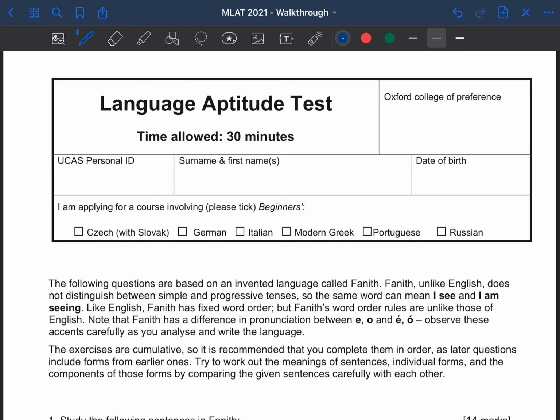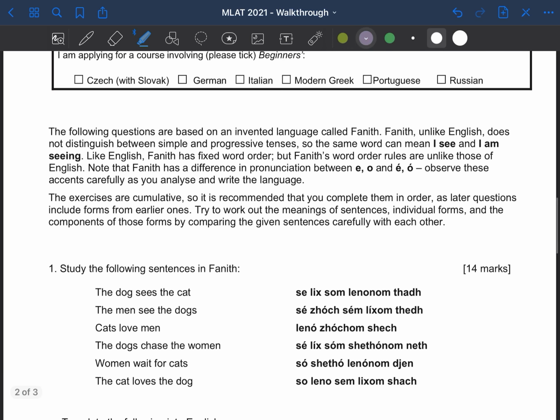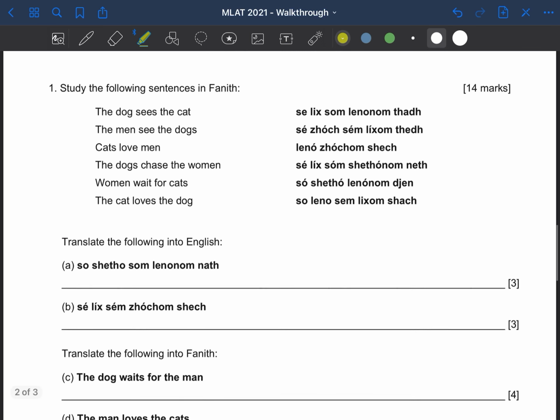In this video, I'll walk you through the Language Aptitude Test 2021 from Oxford. But before we begin, we shall look at the introductory paragraph. So it tells us that there's an invented language called Fanif, and that it does not distinguish between simple and progressive tenses. It also has a fixed word order different from English. So, we can move on to the question.